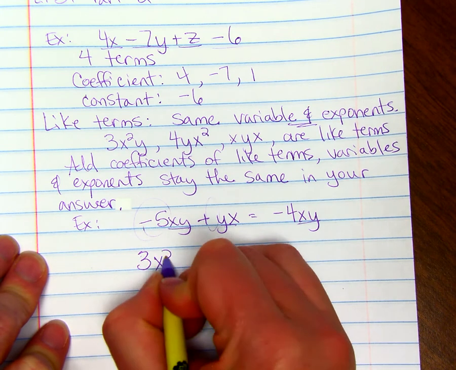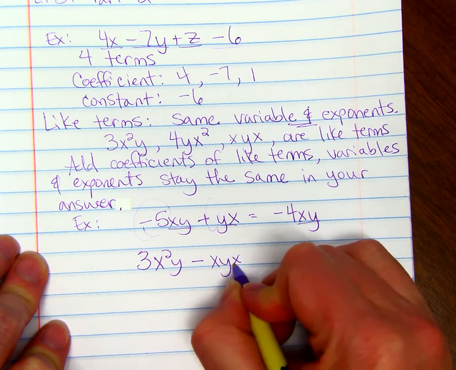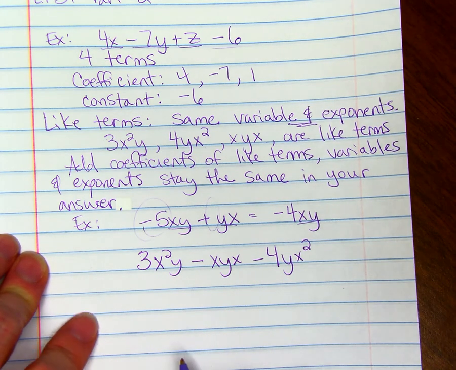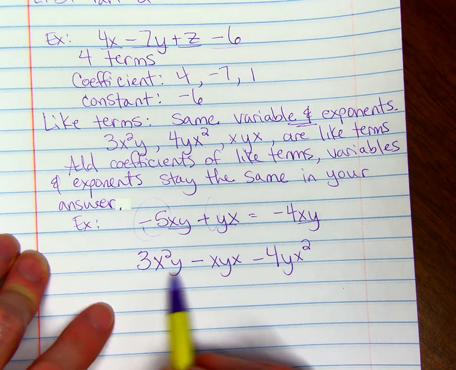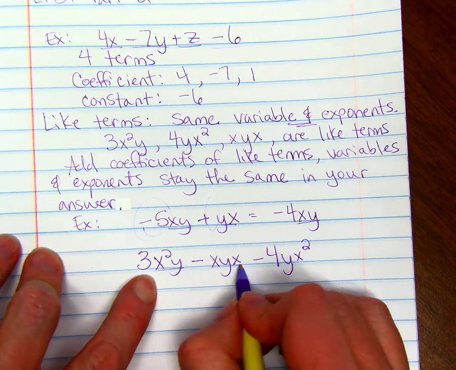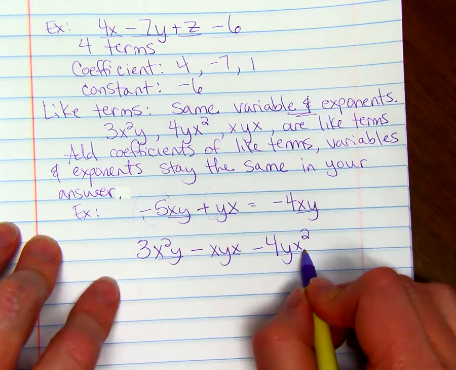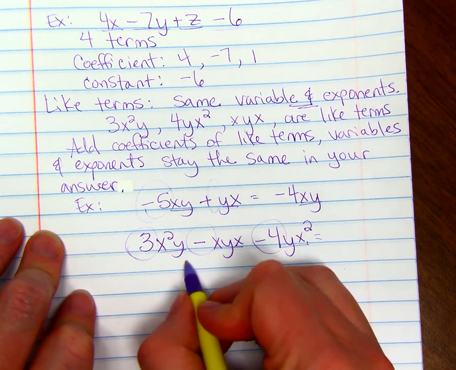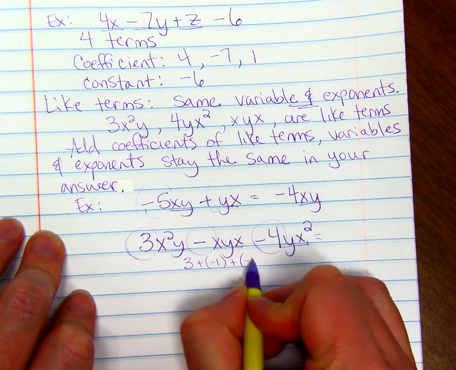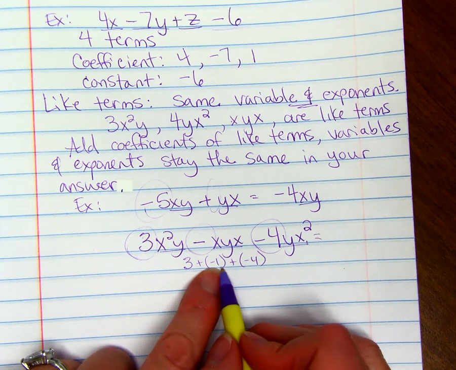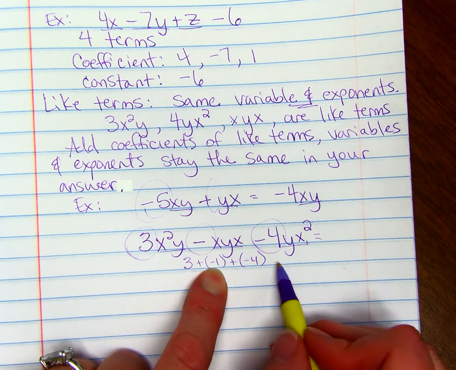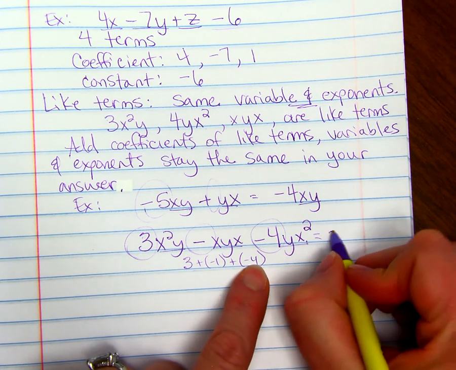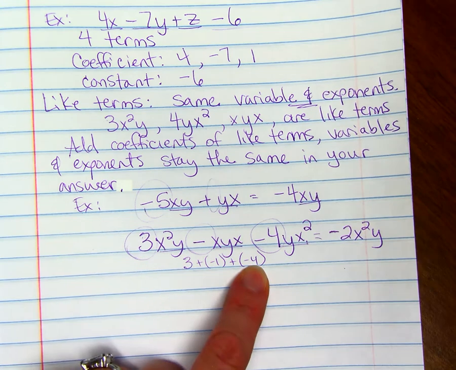Here's another one. 3x squared y minus xyx minus 4yx squared. So we're going to add all of these. This has an x squared y, this has an x squared y, and this has an x squared y. So we add the coefficients, which is a 3, -1, -4. So 3 plus -1 plus -4. So we have 3 minus 1 is 2, and then we have 2 plus -4, so 4 minus 2 is 2, but it's a negative, so -2x squared y.